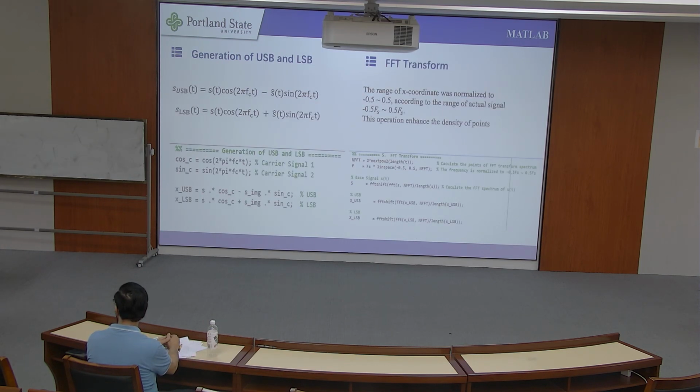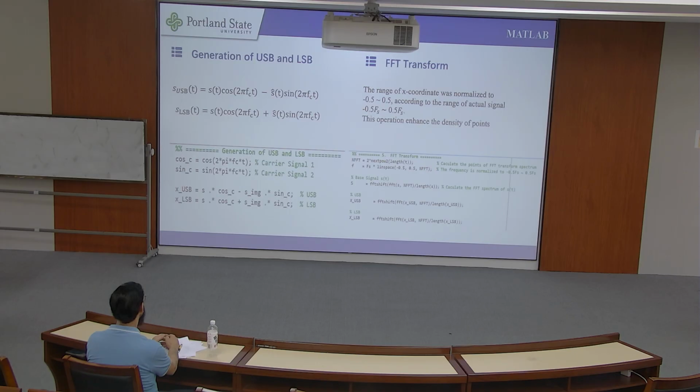On this slide, I will cover the core formulas for generating the upper sideband and the lower sideband. First, the theoretical foundation is the phase shift method. The two key equations are shown on the left. In MATLAB, we generate the auxiliary carriers sin C and cos C. Then we apply this formula directly to create the x upper sideband and the x lower sideband.